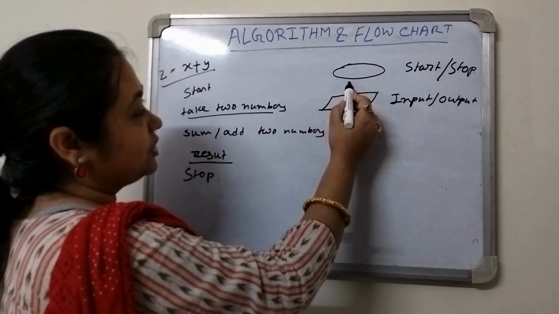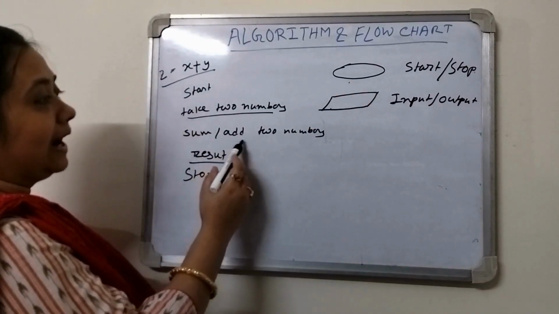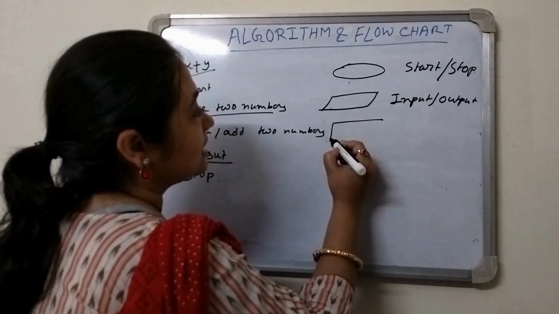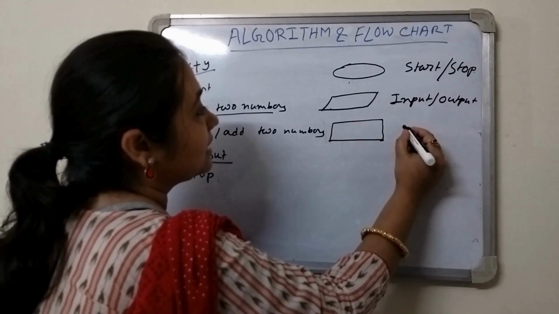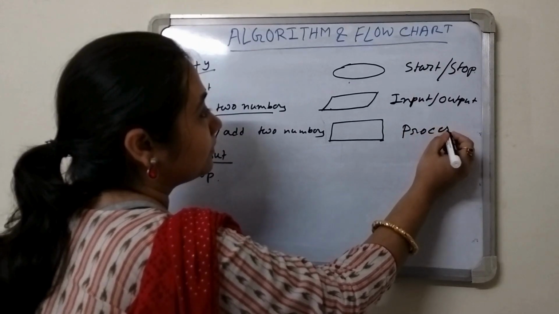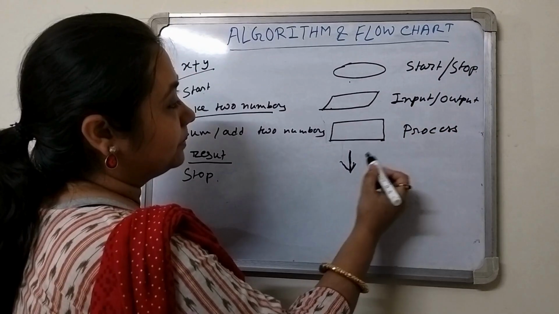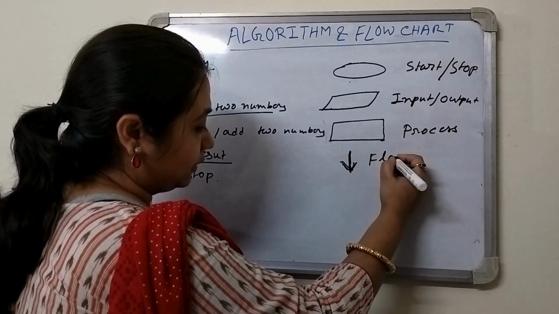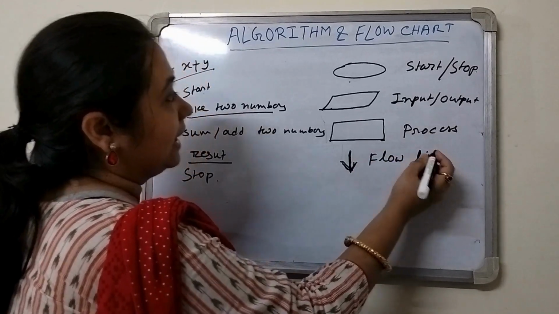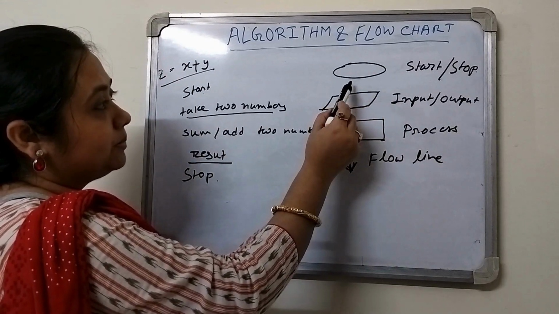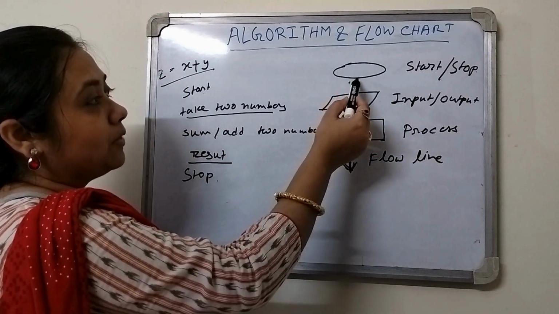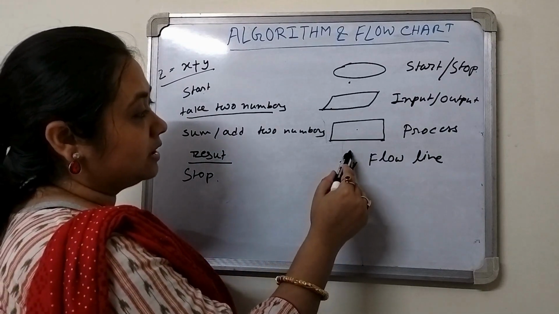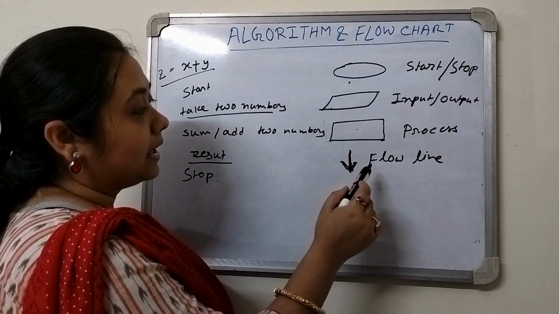This is the oval shape, and sum or add the two numbers, that is the processing. The symbol of the processing is a rectangle. That is the process. This line is known as the flow line. Flow line means that from the start to the input to the process, one after another, the steps will come, and this is defined as the flow line.